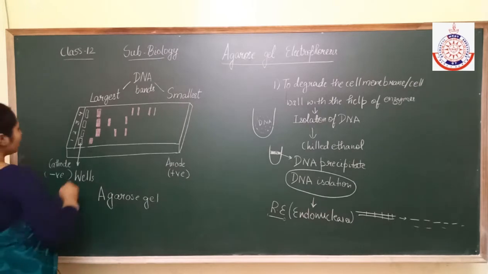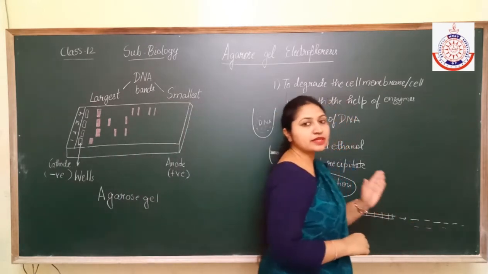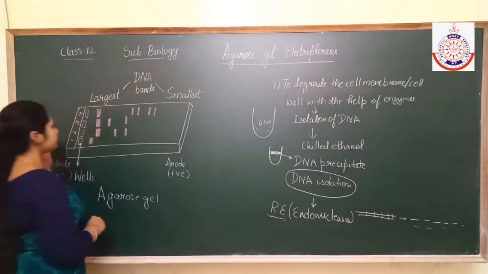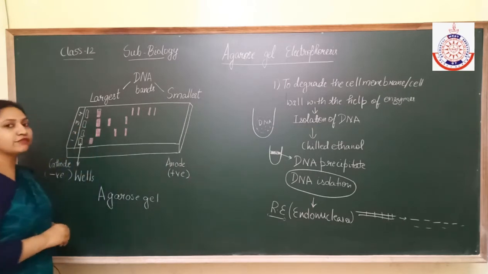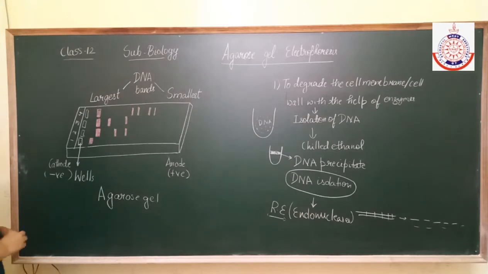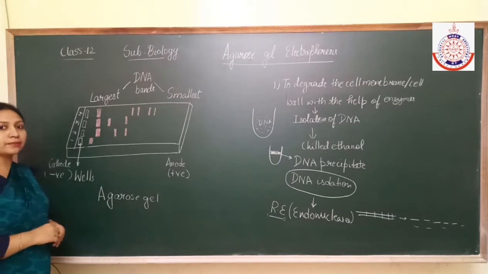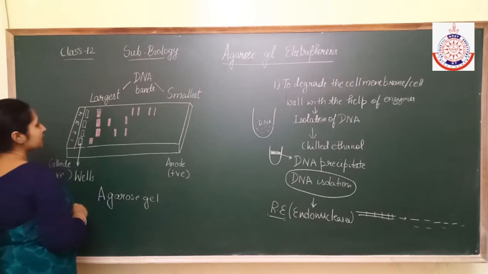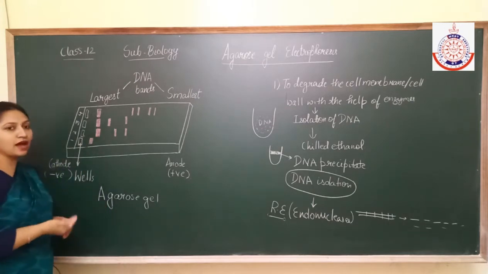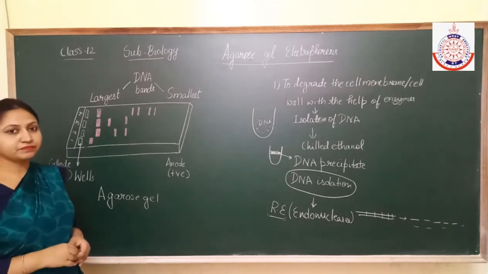Okay, so in these wells, the DNA fragments that are loaded in the wells of the gel are separated on the basis of the charge present on them. Now, some of the DNA fragments are of large size and some are of small size.